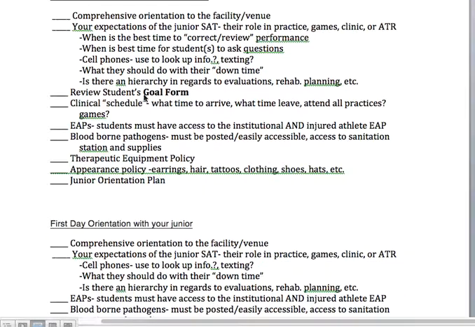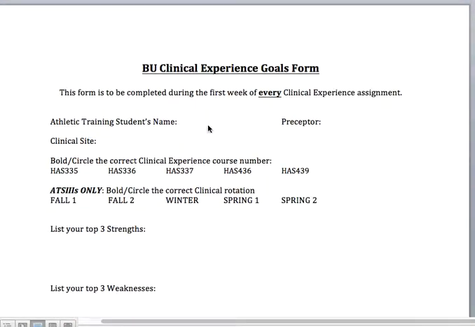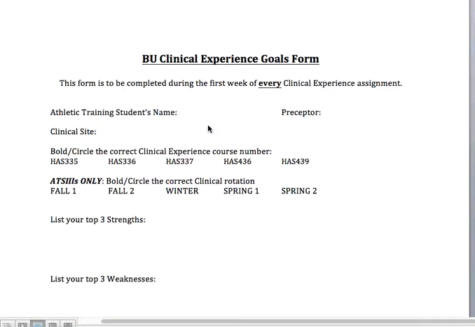I've asked them also to review the goals form. So in your packet, scroll through. Let's see, there should be this form. I want you to find that now. It's the BU Clinical Experience Goals form. And this is the form that you're going to fill out now. So as I go through this, you may want to stop and pause it to complete this. It is due next week at this time.